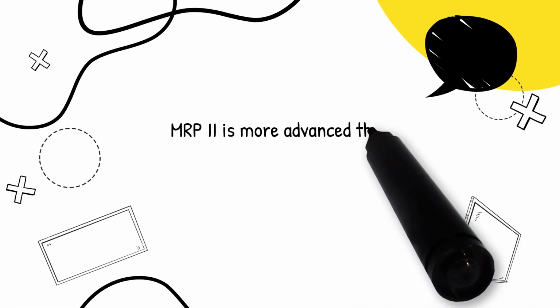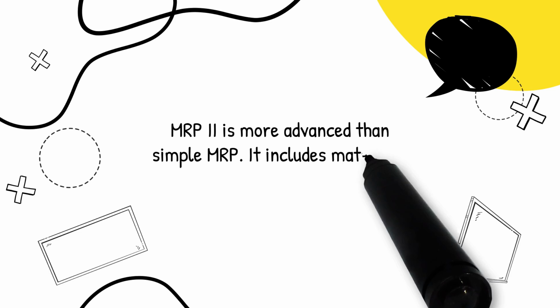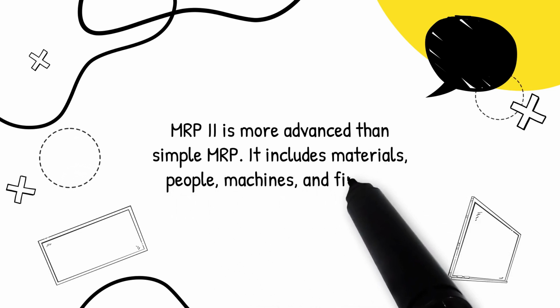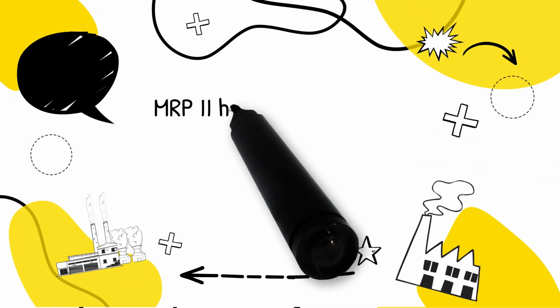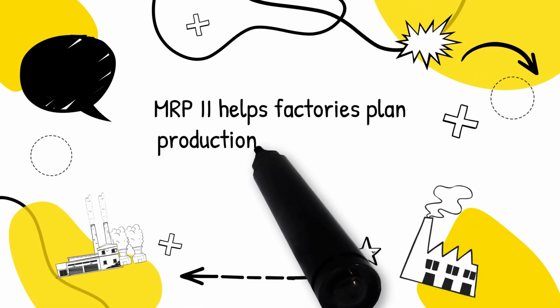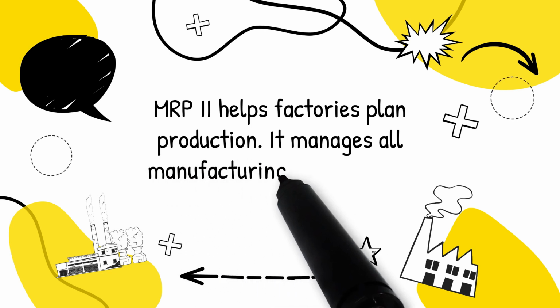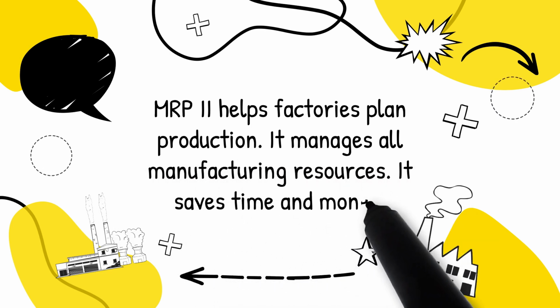MRP II is more advanced than simple MRP. It includes materials, people, machines, and finance. MRP II helps factories plan production. It manages all manufacturing resources. It saves time and money.